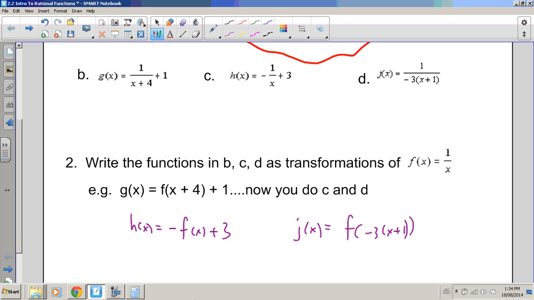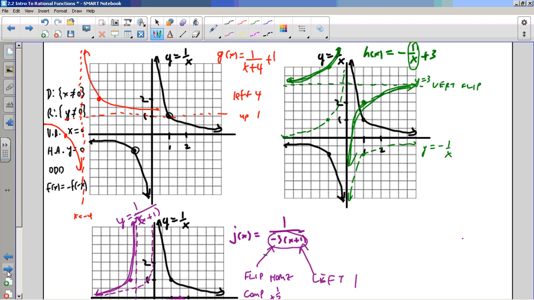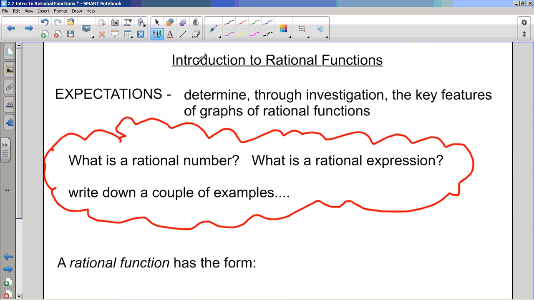Okay? A pretty long 3-minute review. But let's get on with today's stuff. Today is an introduction to rational functions. There's a lot of little tiny bits and pieces of things that we want to be able to do today, and so this is a bit of a longer lesson.